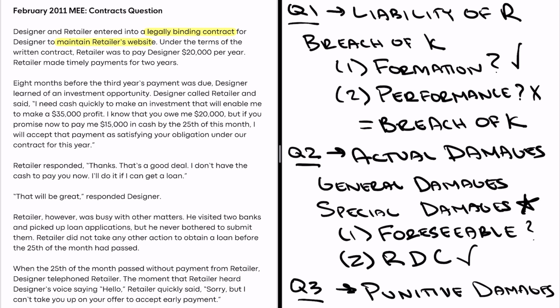Number 1, for the original contract, for this particular contract, we do not have to worry about any formation issues. When we're thinking about the first contract that's given to us in this fact pattern, designer and retailer entered into a legally binding contract. That tells us for this contract, we don't have to worry about offer, acceptance, consideration, defenses to formation and enforcement. We don't have to worry about the statute of frauds because this is a legally binding contract, right? So we don't have to worry about any of these formation issues for this contract.